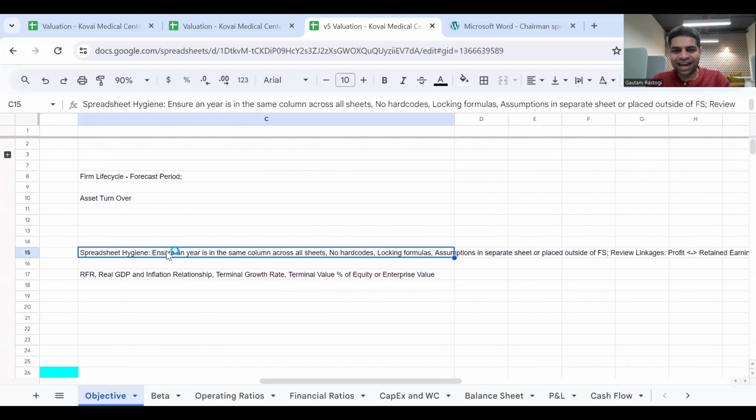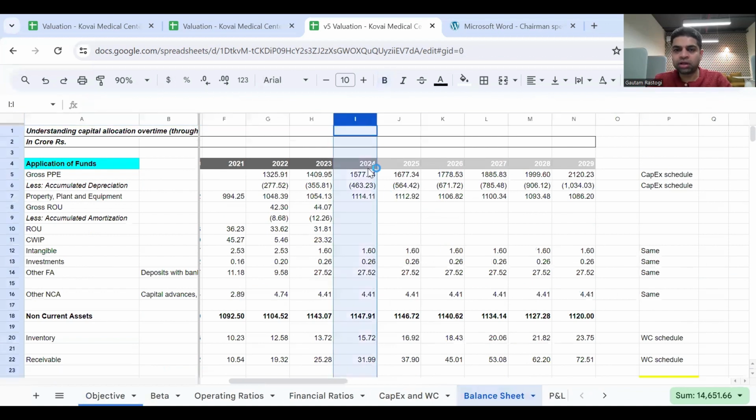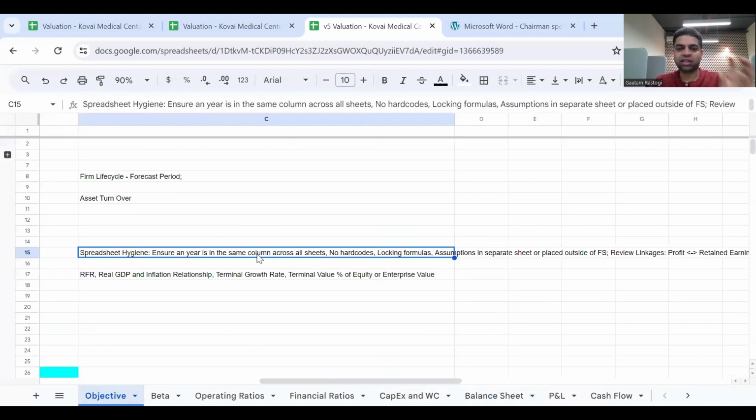One is spreadsheet hygiene. Always ensure that a year is in the same column across all the sheets. So you would have observed that if I'm talking about the balance sheet, year 2024 is in column I in all my sheets. So please ensure that. Otherwise, you would not realize when you mess it up and you spend umpteen amount of time trying to debug what has happened. So it's good practice to ensure a year is in the same column across all the sheets. And please, never do any hard coding.